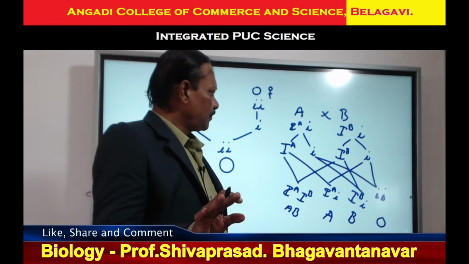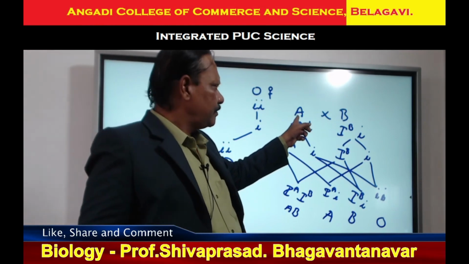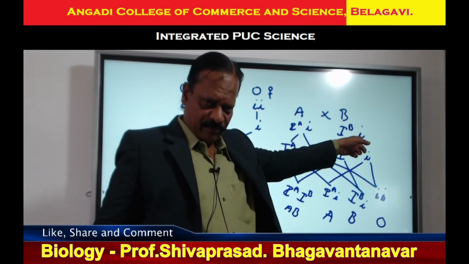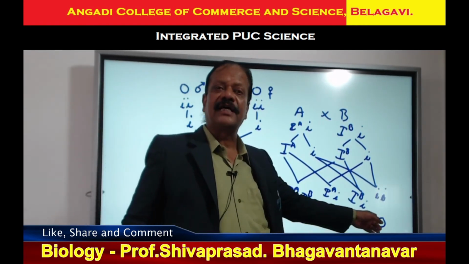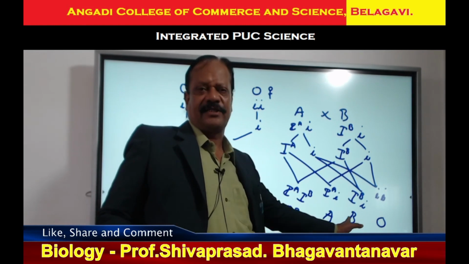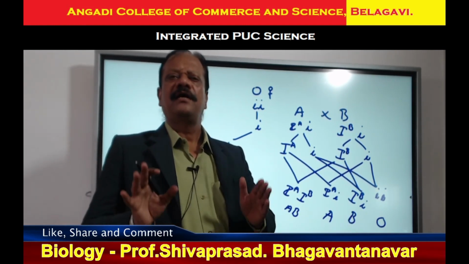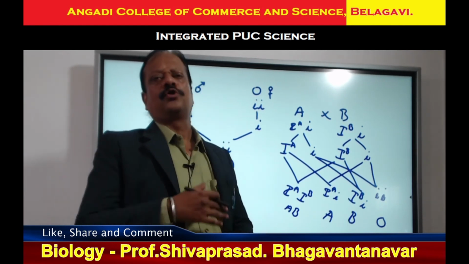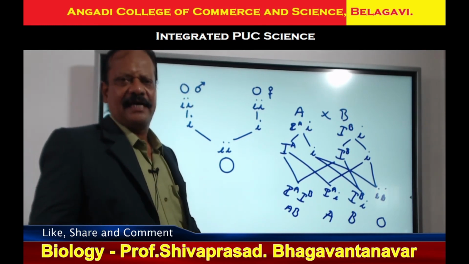So, if blood group A is crossed with blood group B, male crossed with female, then all four blood groups are seen here. This is the possibility. Hope you understood regarding multiple allelism. Now what we will do, we will go through the questions and whatever is possible there itself will continue.